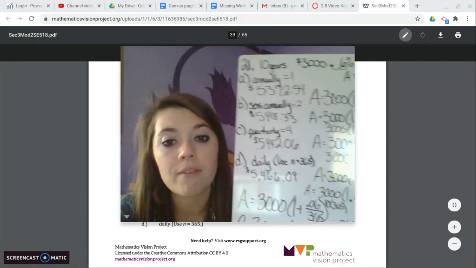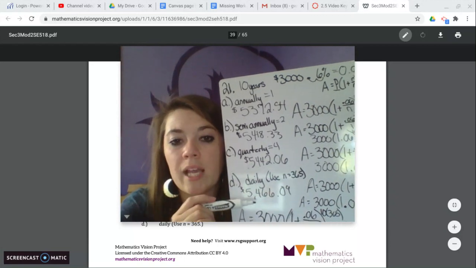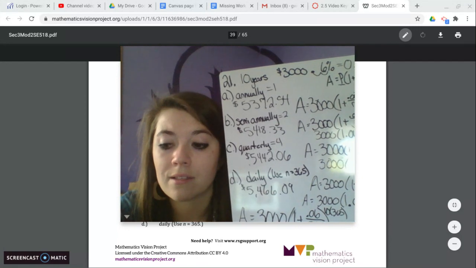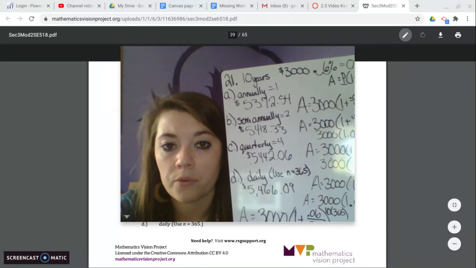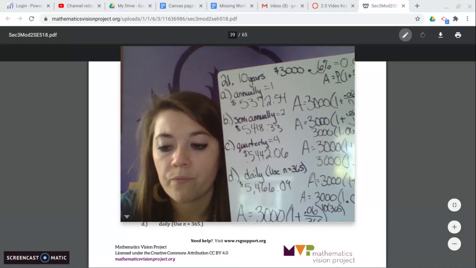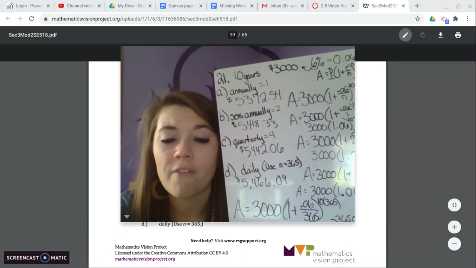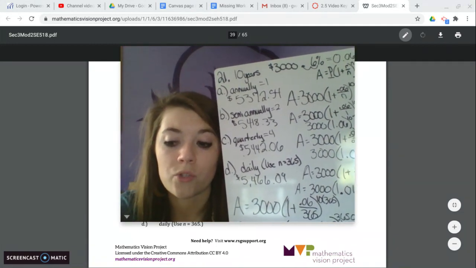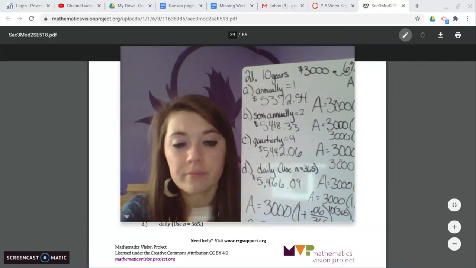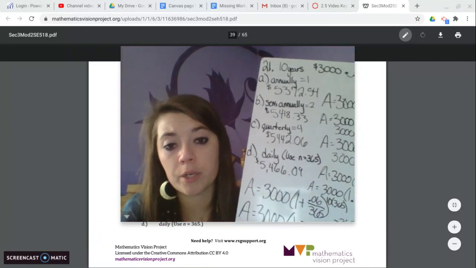So it's not a lot, obviously. There's not a huge difference between these. Between annually and daily, we had a difference between 5,372.54 and 5,466.09 of $93.55. So it was less than $100 difference between these, but daily compounding is definitely the better form of interest. You can earn more money.